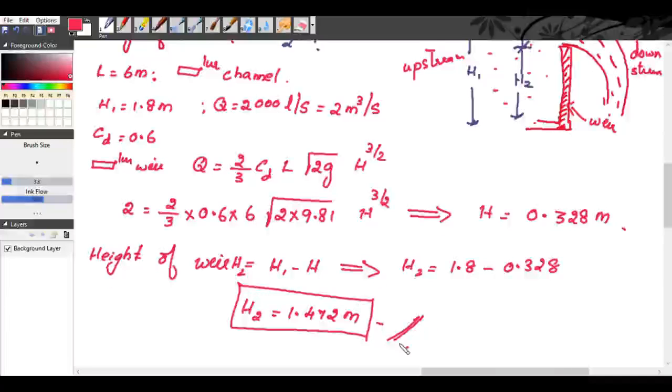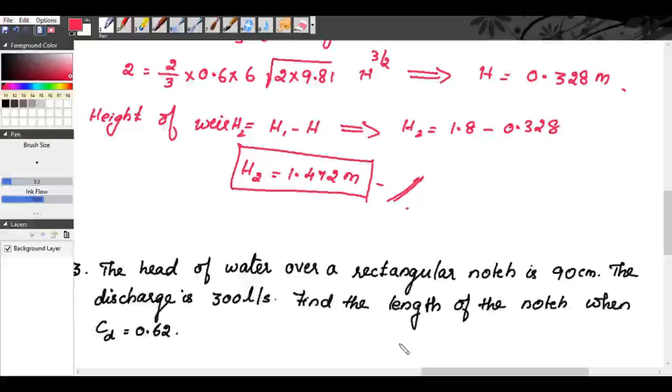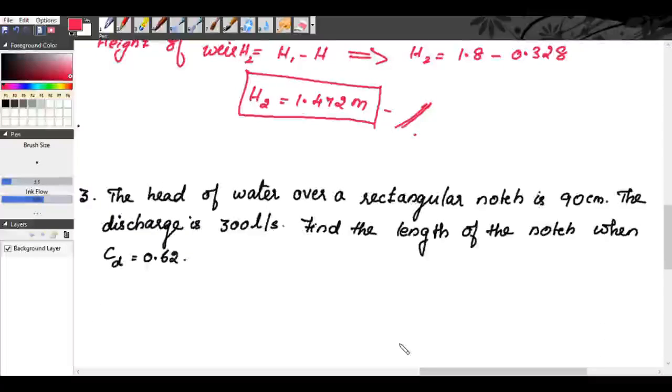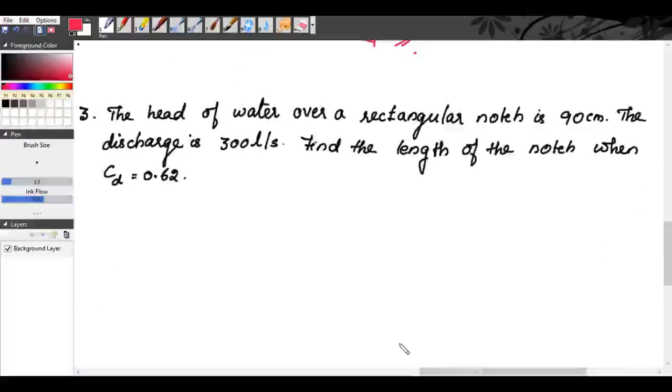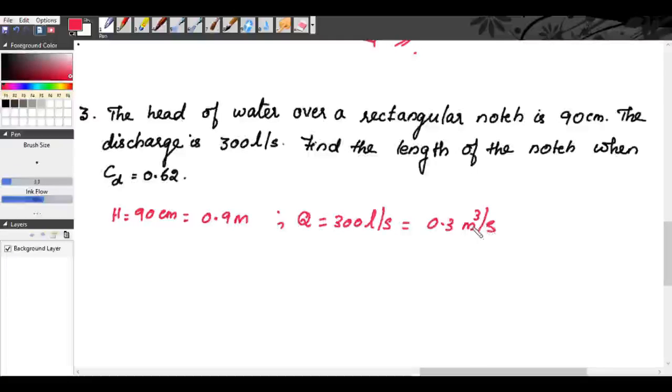We will move on to the last problem of today's class, third problem. So the head of water over a rectangular notch is 90 centimeter. So H is given as 90 centimeter or 0.9 meter. The discharge is 300 liters per second, divided by 1000, we get 0.3 meter cube per second. Find the length of the notch. You are asked to find L if CD is equal to 0.62.